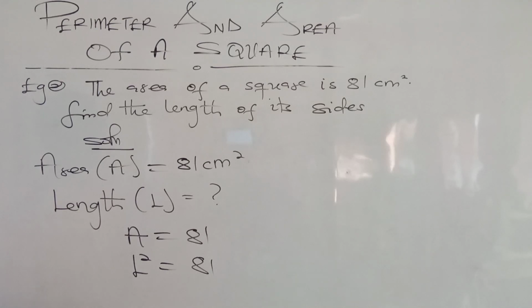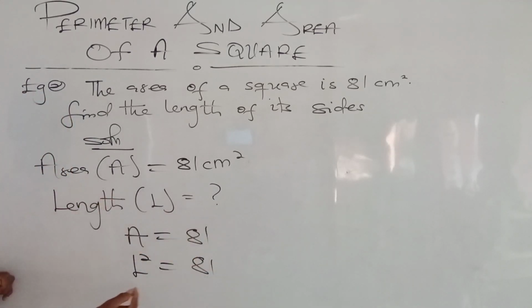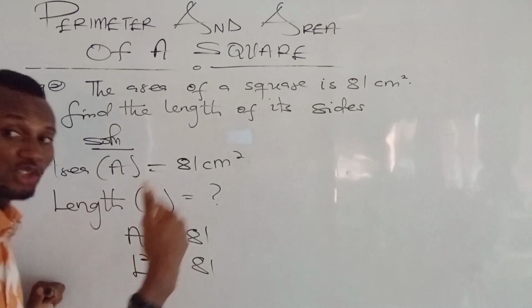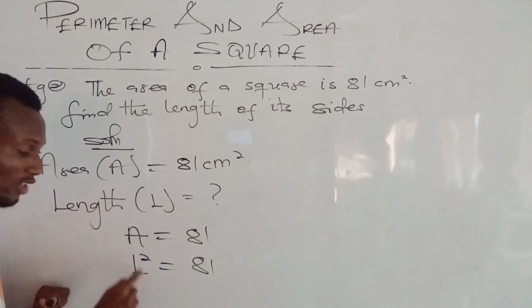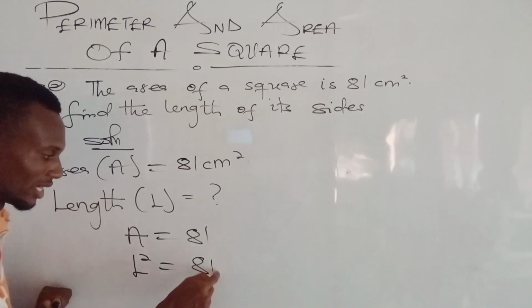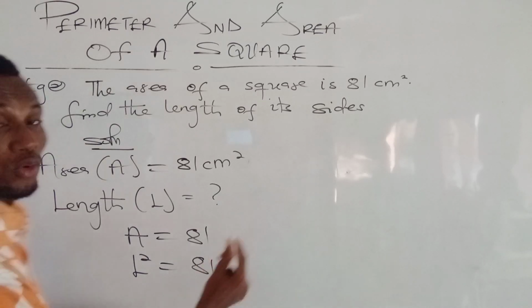I hope you have followed me up to this point. All that we did is write that our A, which is the area, is equal to 81. Now we know that the area of a square is given as L squared. So in place of the A, I can put L squared there. So my L squared equals the 81, which is here. Now we have to solve for L.